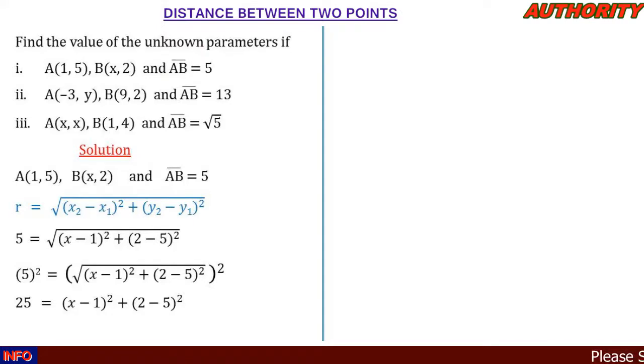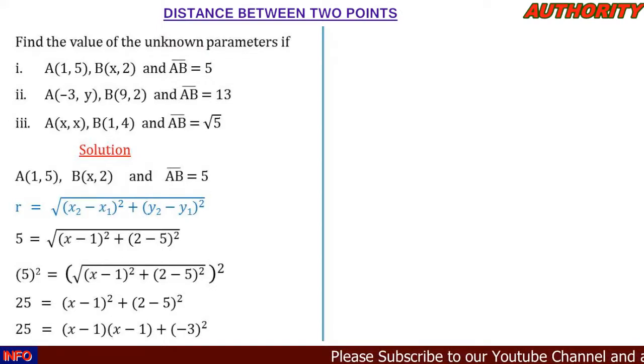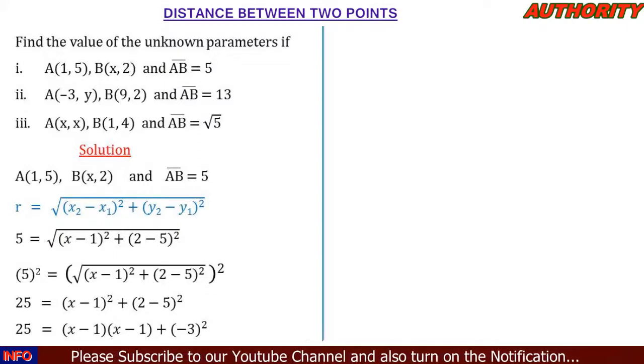Good. Now this (x minus 1) squared is the same as opening the bracket in 2 places. That means we're going to have (x minus 1) in bracket, (x minus 1) in bracket. And when we say 2 minus 5, it's going to give us minus 3. Then we have minus 3 squared. Okay, good. Here we have 25 is equal to (x minus 1)(x minus 1), plus (minus 3) squared. So minus 3 squared is equal to 9.